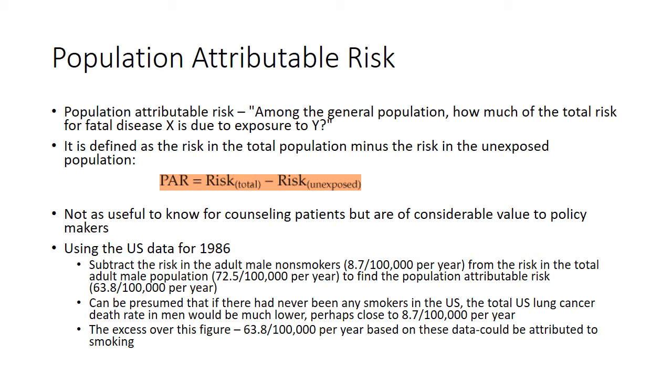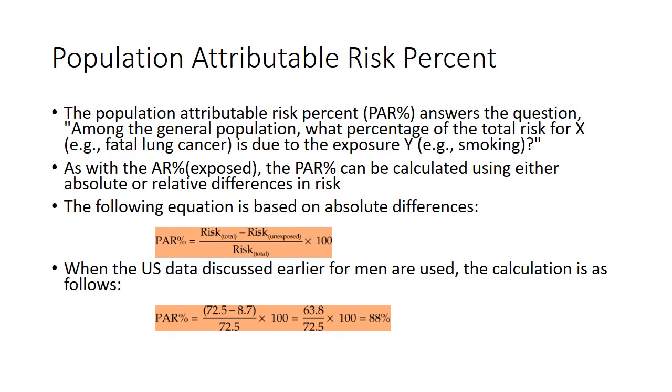So again, this is more useful in the broad, general population sense than for individual patients. And then the final value we're going to talk about here is the population attributable risk percent. This is very similar to the attributable risk percent in the exposed. Essentially, you're just subbing in the risk of the total population you're interested in for the risk in the exposed individuals. And again, it's answering a very similar question. It's saying that among the general population, what percentage of the fatal lung cancer was due to the exposure, or in this case, smoking.